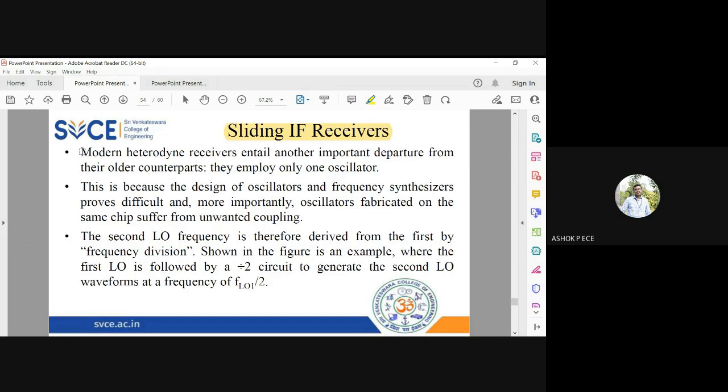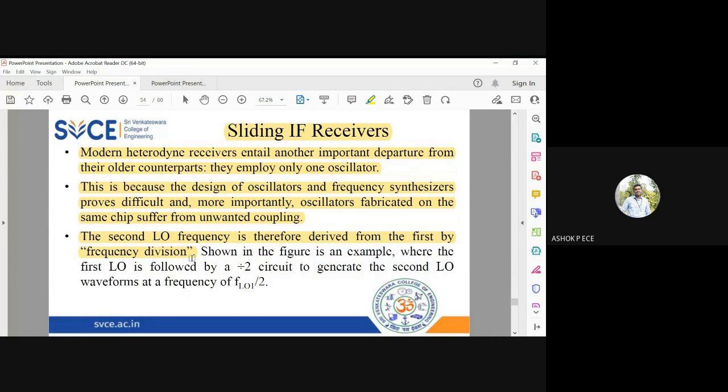Sliding IF receivers work on the concept that, see, in double down conversion receivers, we had two LOs. But here, the sliding IF receivers are going to have only one local oscillator. This is because the design of oscillators and frequencies is becoming difficult nowadays, so we don't want to spend so much on oscillators inside our chip. So the second LO frequency is obtained from the first by frequency division. It is just like a double down conversion receiver, but I'm going to use only one LO, and the frequency of the second LO is got by frequency division.